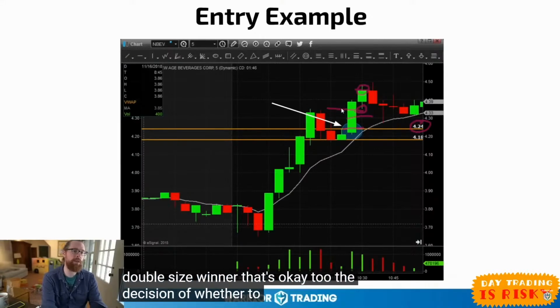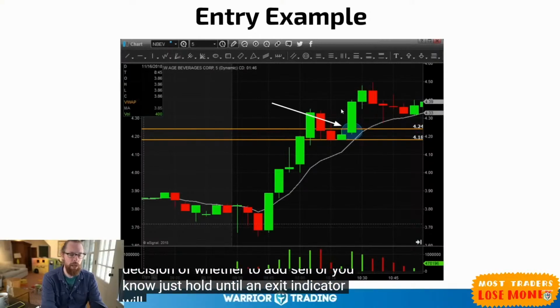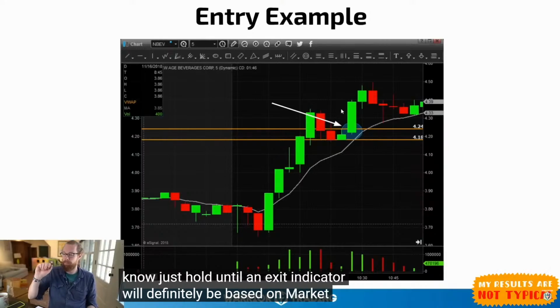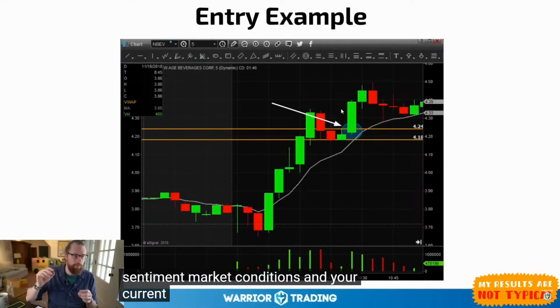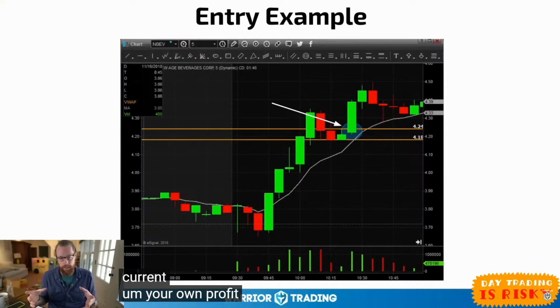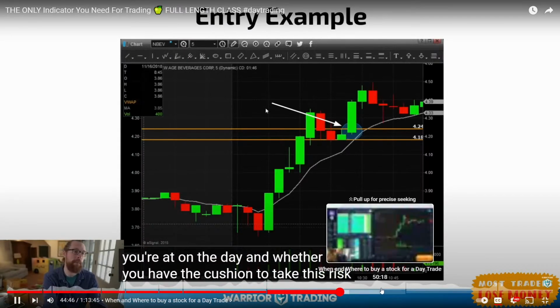The decision of whether to add, sell, or just hold until an exit indicator will definitely be based on market sentiment, market conditions, your own profit targets and where you're at on the day, and whether or not you have the cushion to take this risk.